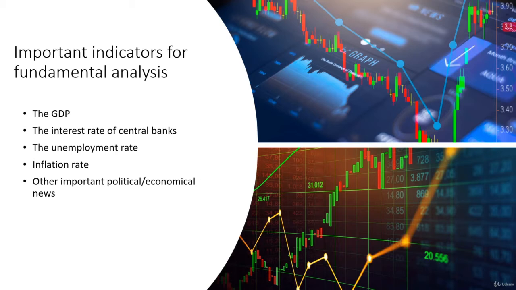The GDP is a huge indicator for fundamental analysis, because if it goes up, this means the economy of the country is strong, and it means that the currency of the country will also be strong and will become stronger. In the other case, if the GDP goes down, it means simply that the economy of the country is not that strong, and the value of the currency will simply go down as well.